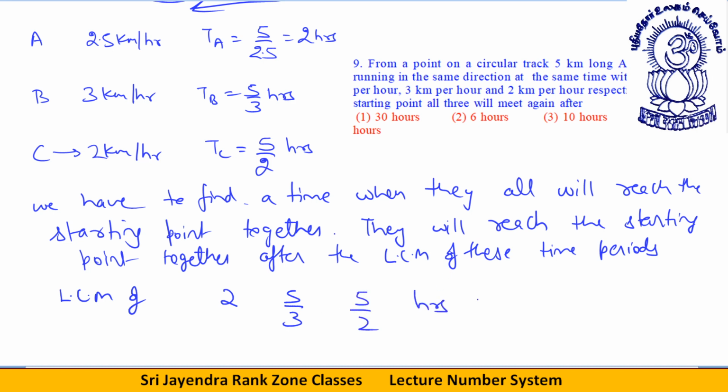How do we calculate the LCM of some fractions? LCM of a fraction is found by taking the LCM of numerators over the HCF of denominators. The numerators are 2, 5 and 5. What is the LCM of 2, 5 and 5? 10. And this is 10 by 1, the HCF of denominators. HCF means the biggest number which divides all these three, so that will be 1. So they will meet again after 10 hours, that is option 3.